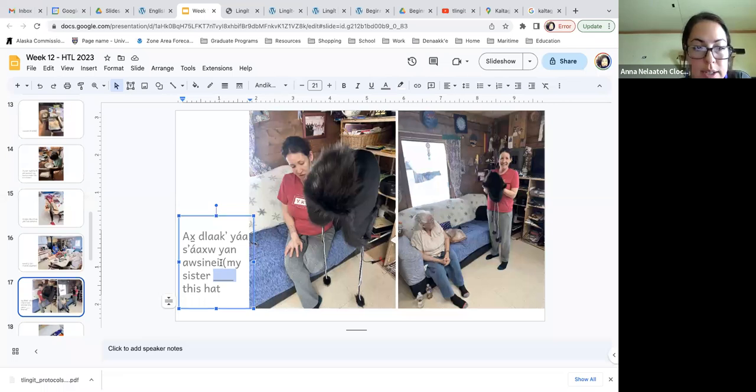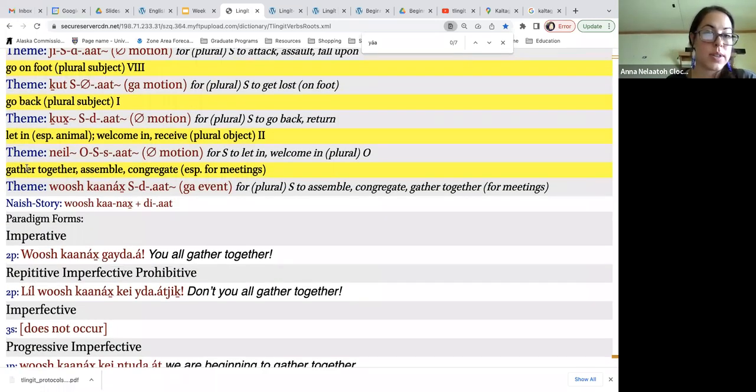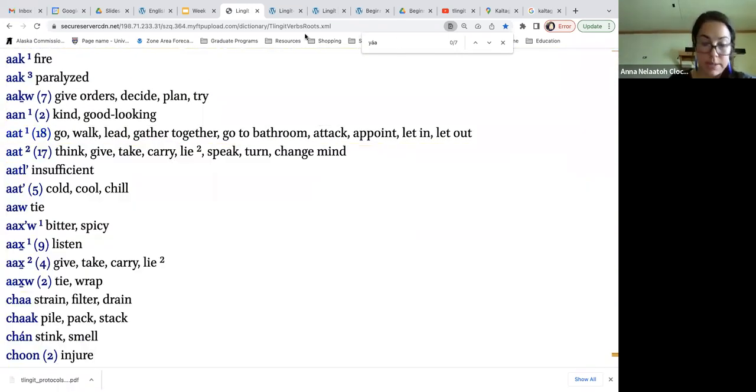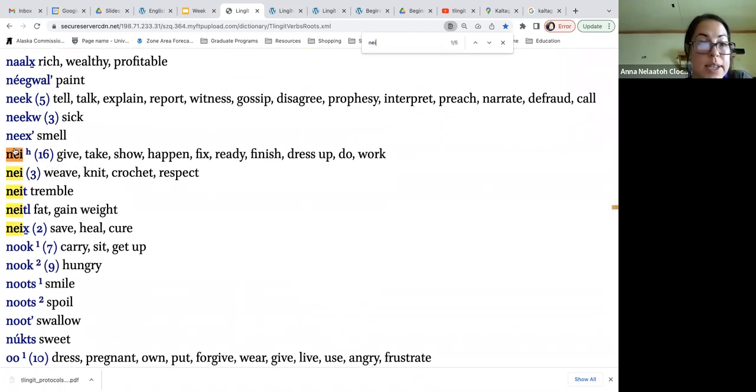So if we look at yun ausene, this verb, the last part is the verb root, and I'm going to look it up in the verb database. I'll close the last one we looked at so it's a little cleaner to look at, and I'll type in nay. Just to give folks an idea of the different ways that Lingít makes use of the verb root nay, I'm going to expand it. Just looking initially, we can see that it could be give, take, show, happen, fix, be ready to finish, dress up, do, or work.